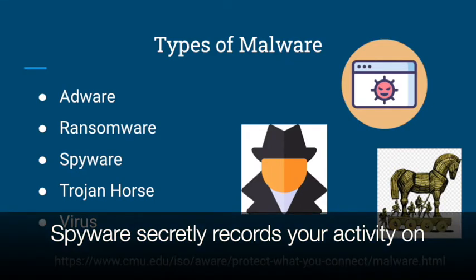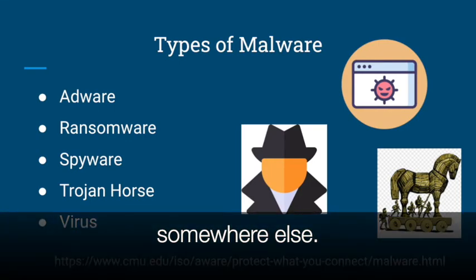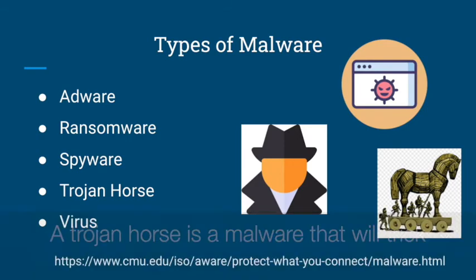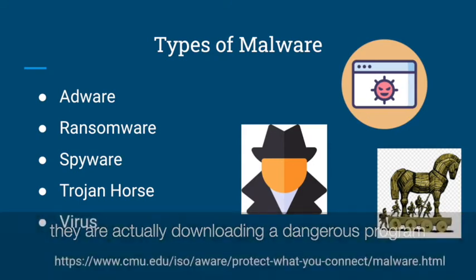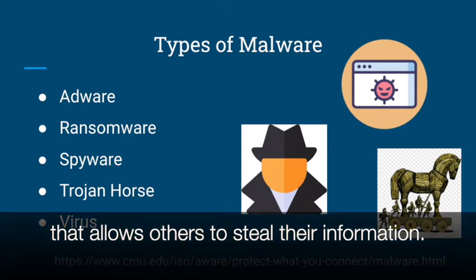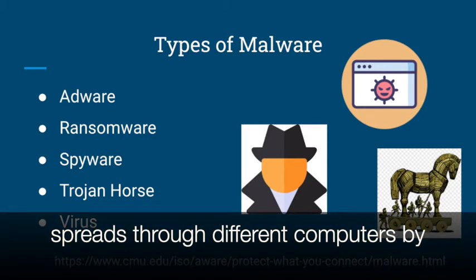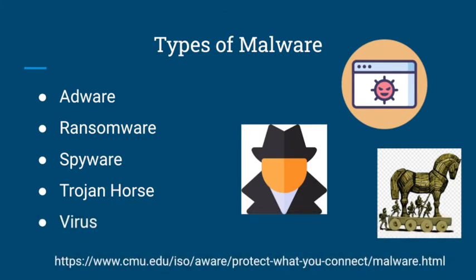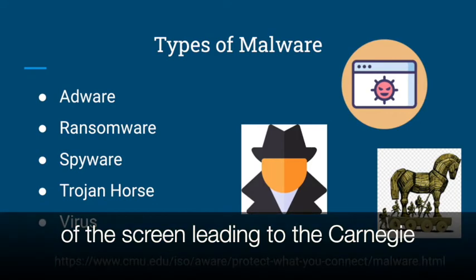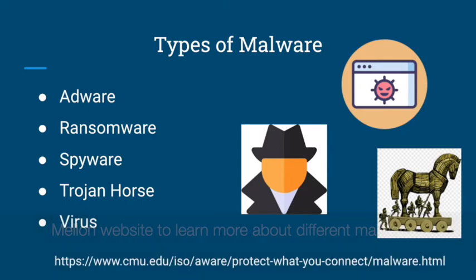Spyware secretly records your activity on your computer and sends this information somewhere else. A Trojan horse is a malware that will trick a user into downloading something while they are actually downloading a dangerous program that allows others to steal their information. Lastly, a virus is a destructive program that spreads through different computers by attaching themselves to programs shared through the internet. You can look at the link at the bottom of the screen leading to the Carnegie Mellon website to learn more about different malwares.